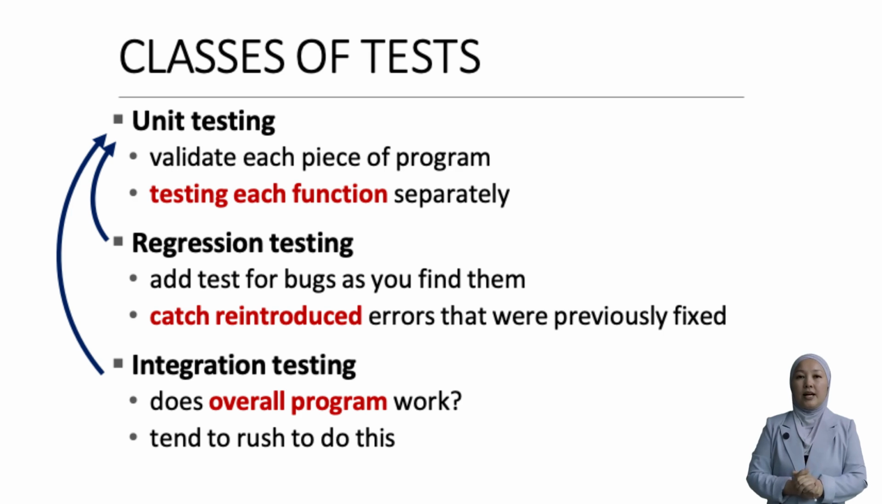There are 3 main types of testing you should know. Unit testing, testing each function or module individually. This is where you validate every small piece of your program. Regression testing. Every time you find a bug, you add a test for it. Why? To make sure the same bug doesn't reappear later after you've fixed it. This is how mature software projects stay stable.